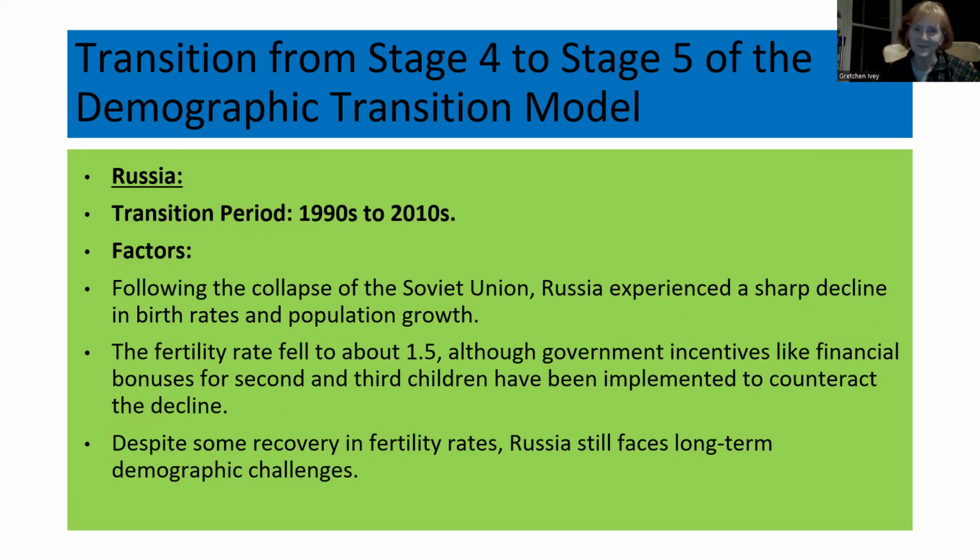Russia. So they popped into stage 5 at about 2010. Following the collapse of the Soviet Union, Russia experienced a sharp decline in birth rates and population growth because their inflation and economy just tanked. The fertility rate fell to about 1.5, although government incentives like financial bonuses for second and third children have been implemented to counteract the decline. Despite some recovery in fertility rates, Russia still faces long-term demographic challenges.